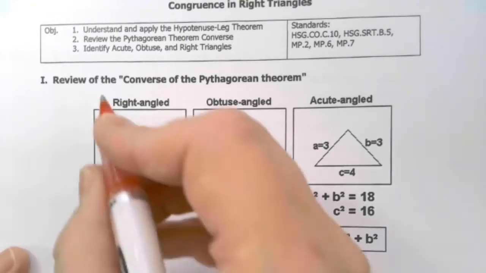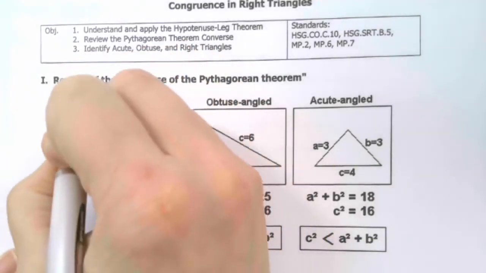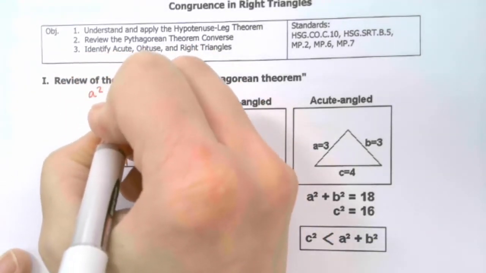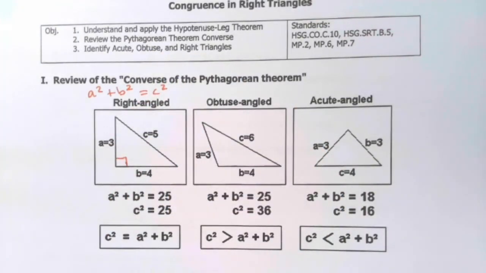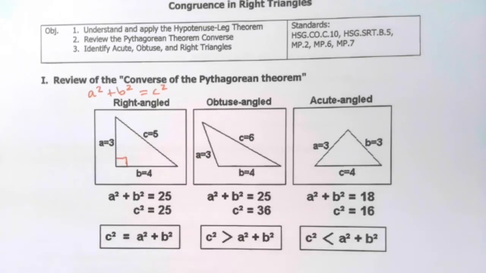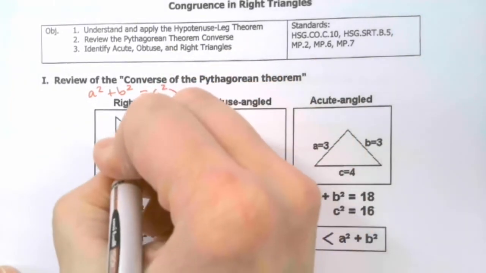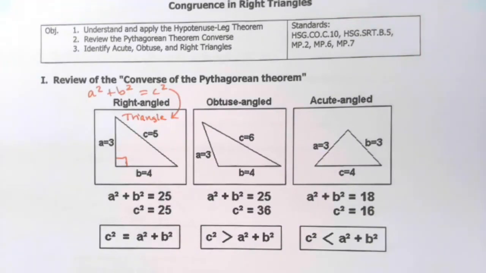If you have a triangle that has a right angle in it, then a squared plus b squared equals c squared. Leg plus leg has to be equal to the hypotenuse squared. And the converse says if leg squared plus leg squared equals hypotenuse squared, then you have a right triangle. So where this really takes off is with obtuse and acute angled.